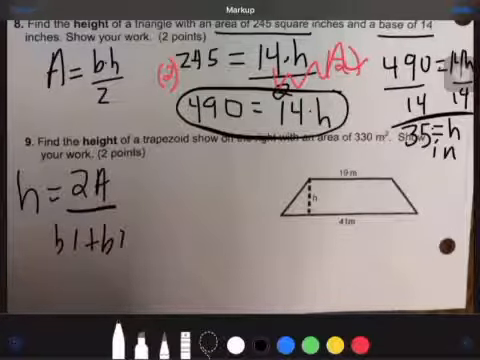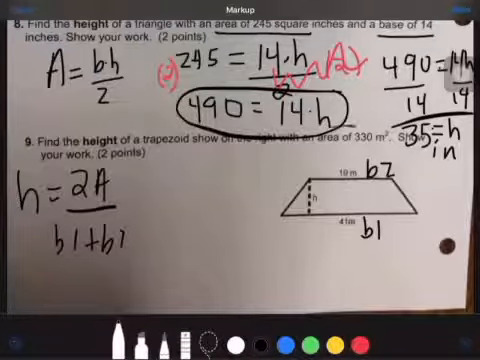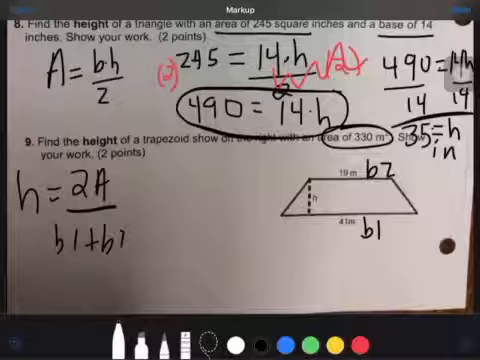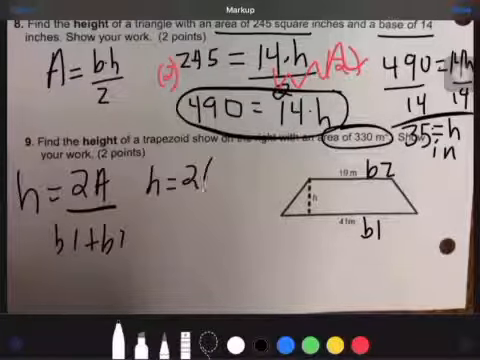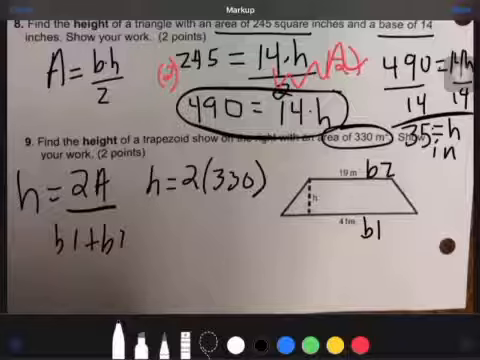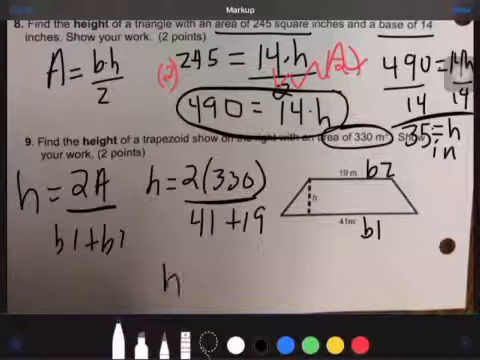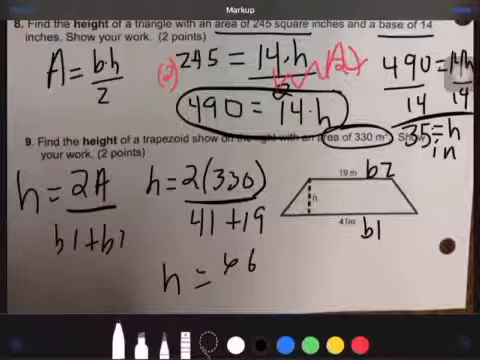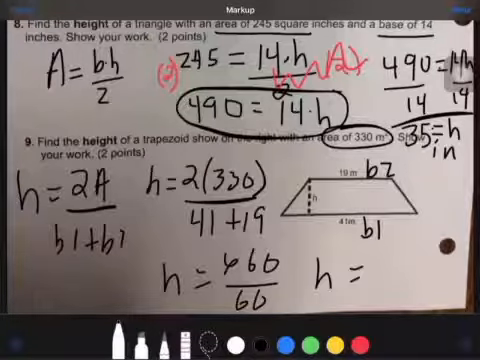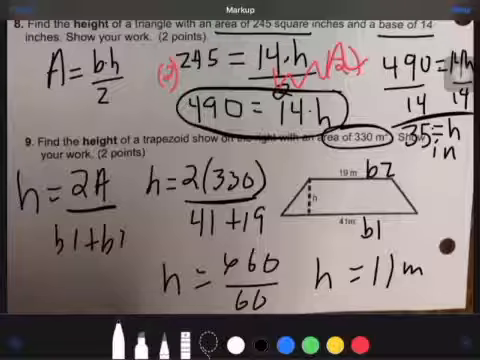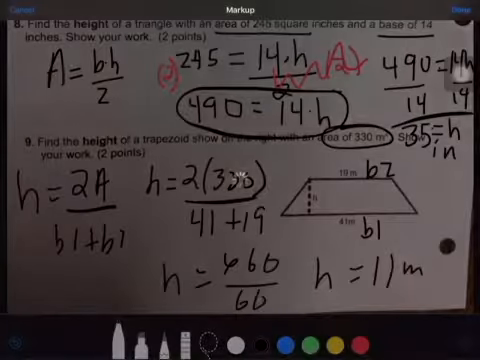So looking at the picture, I know base 1 is right here, base 2 is on the top, or vice versa, and I know my area is 330. So I'm going to write height equals 2 times 330 divided by 41 plus 19. So, doing that, it's going to be 660 divided by 60. So my height is equal to 11 meters. So for that one, you're just using your height formula and inserting the numbers into it. Okay, going on to the last page.